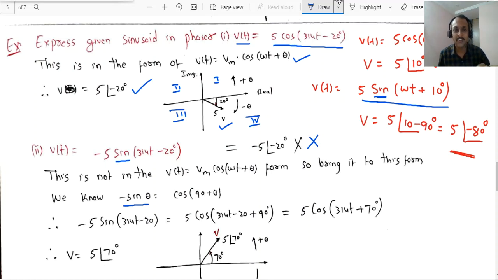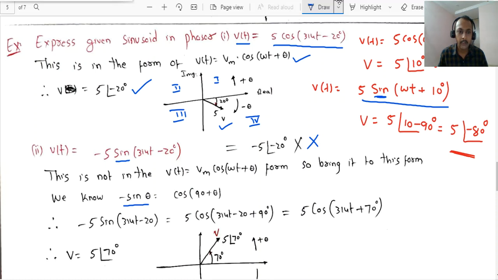Most of the students will feel difficult here. If I ask cos 90 plus theta, they will tell me answer immediately: minus sine theta. If we ask minus sine theta, it is taking some time for them, right? Minus sine theta, nothing but cos of 90 plus theta. Clear? That is what we will do here.